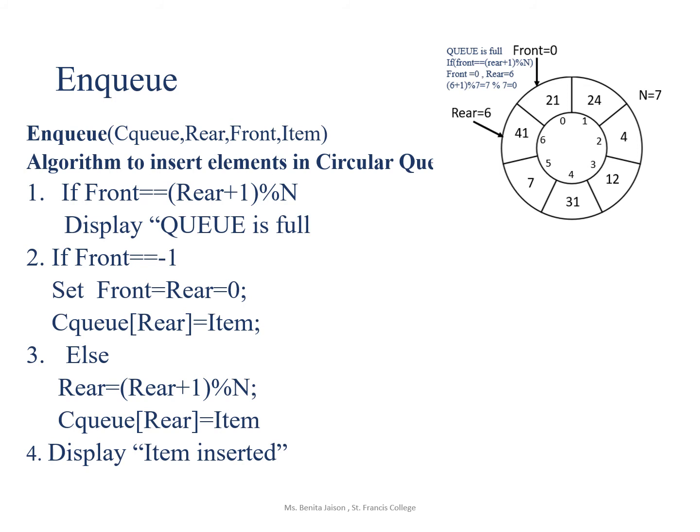Here in the example, the rear index is 6 and the front index is 0. On circular increment of the rear index, 6 plus 1 mod 7, which is equal to 7 mod 7, we are getting 0, which is the same as the front index. That means the queue is full.